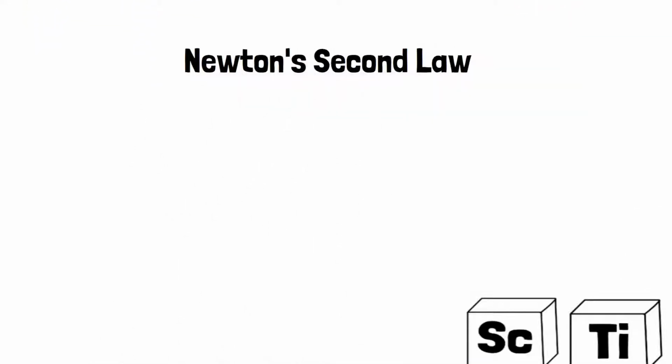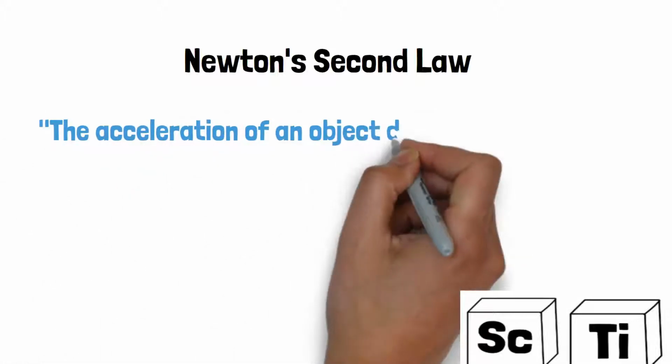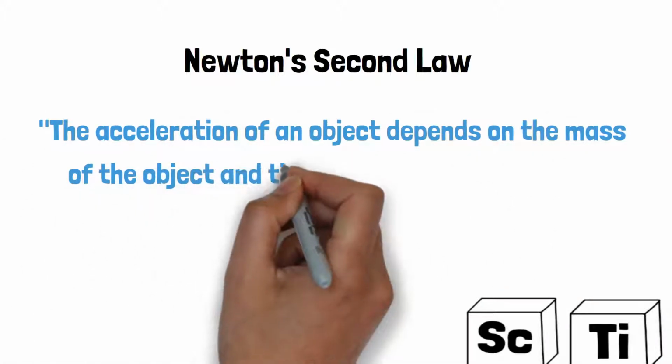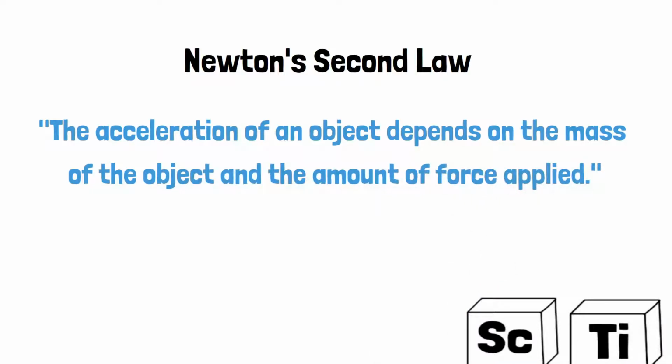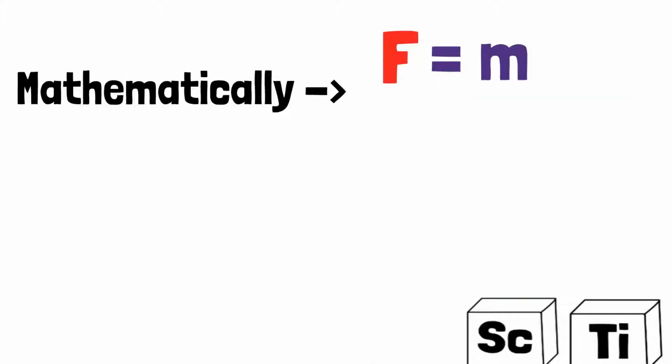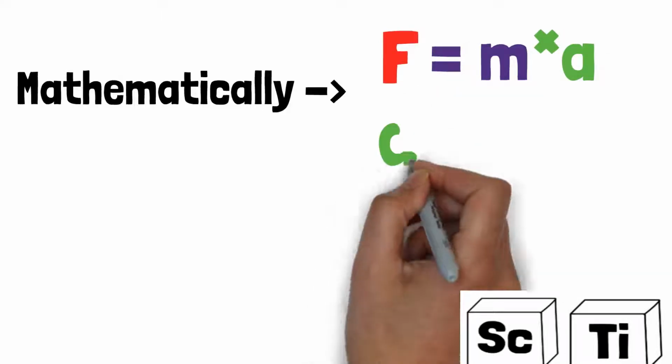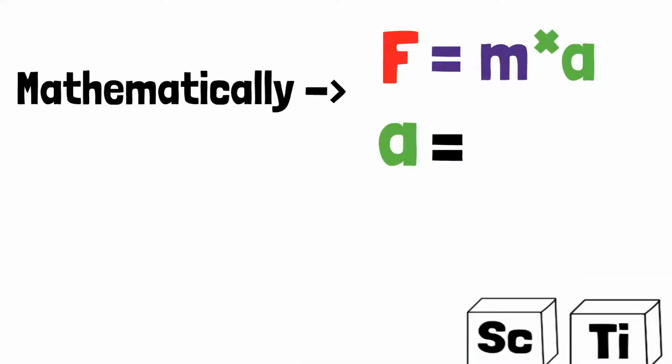To understand it better, let's understand Newton's second law, which states that the acceleration of an object depends on the mass of the object and the amount of force applied, which can be described mathematically as force is equal to mass times acceleration. To find acceleration, we rearrange it into the form acceleration is equal to force over mass.